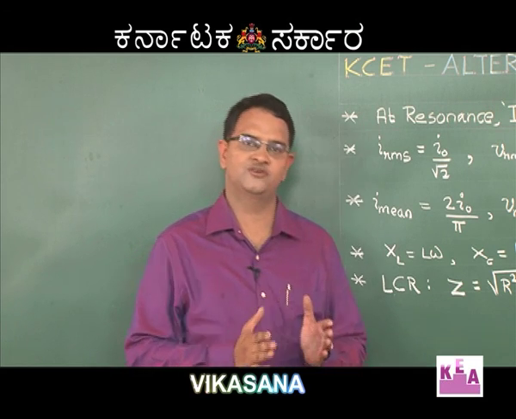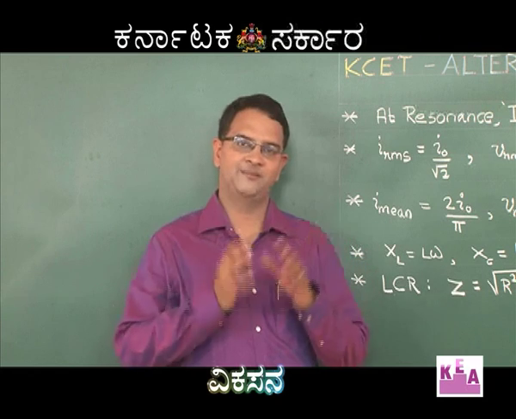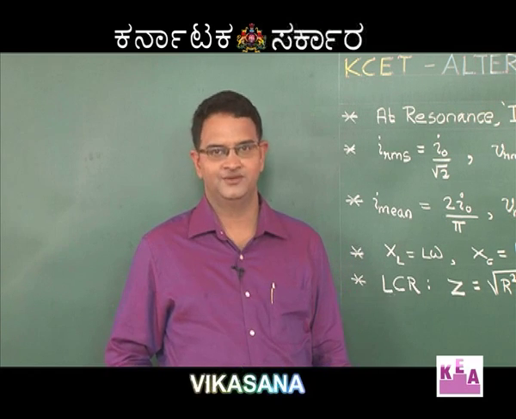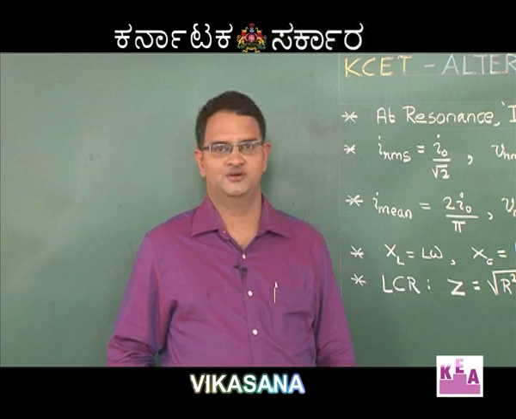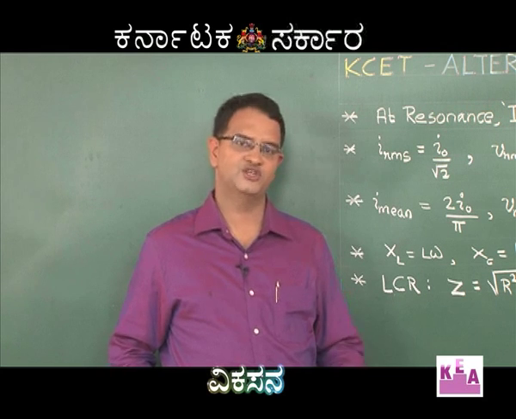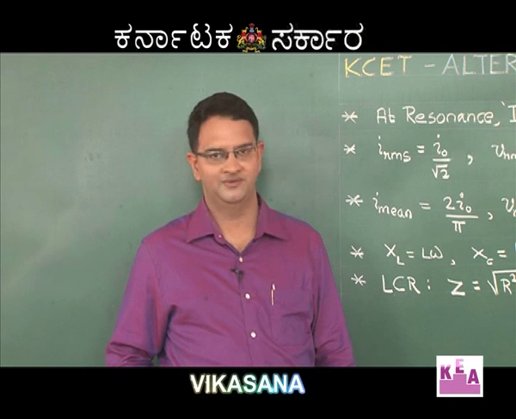Now coming to the capacitor. As we keep charging the capacitor, the voltage in the capacitor builds up. So therefore, the current in a capacitor leads the voltage by pi by 2 radians. Or in other words, the voltage in a capacitor lags behind the current by pi by 2 radians.